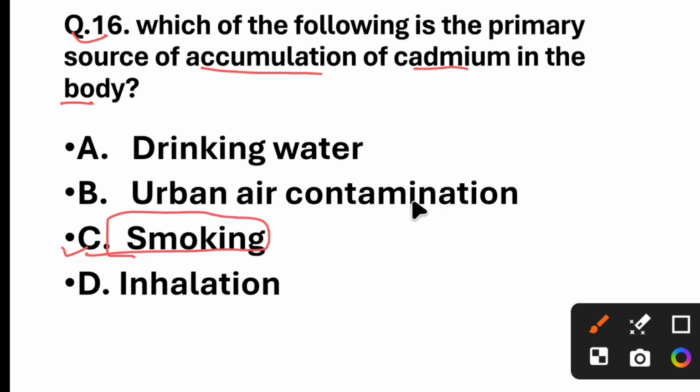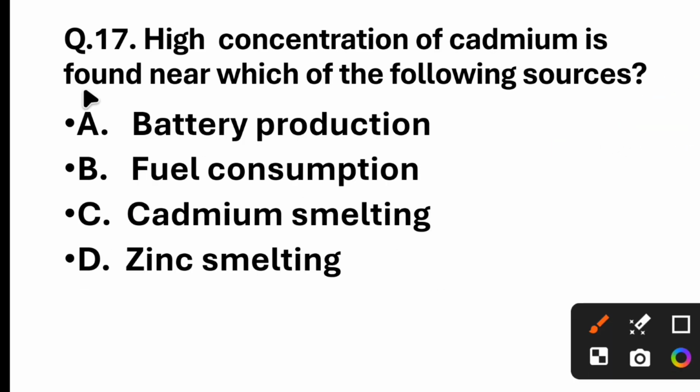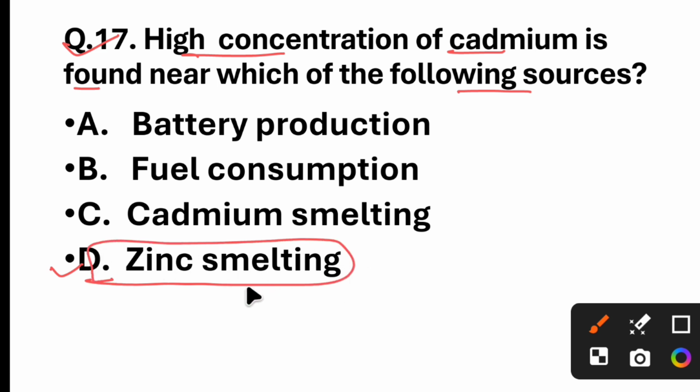Although contaminated urban air can result in its accumulation, smoking is the prime cause of collection of cadmium in the lungs. Cadmium causes cardiovascular disease. Question number 70. High concentration of cadmium is found near which of the following sources? Answer option is zinc smelting. High concentration of cadmium is found near zinc smelting. A cadmium source is zinc smelting and therefore it is present near such areas.